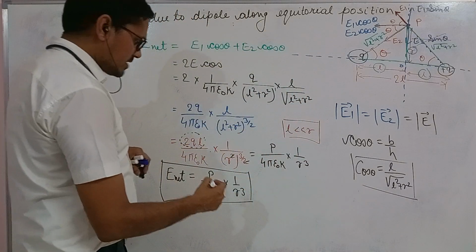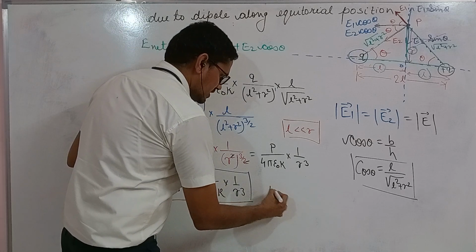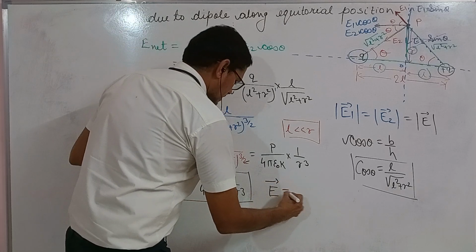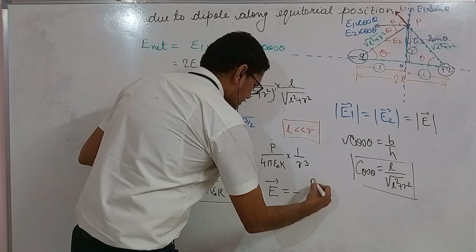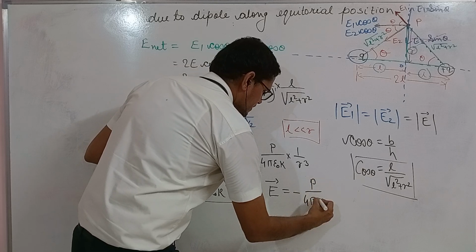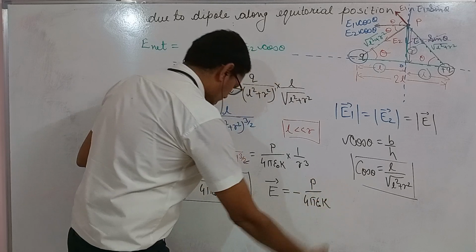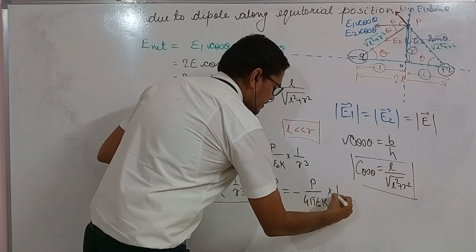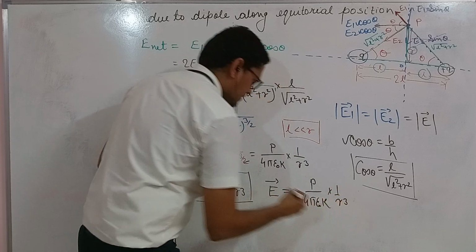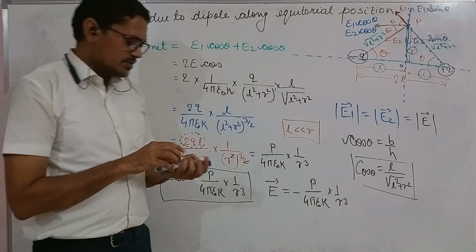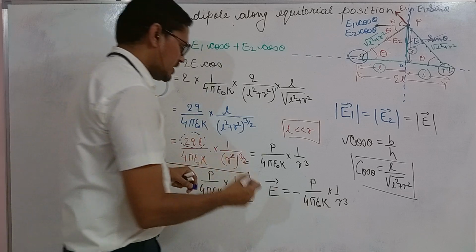In vector form, if you write the same expression, we'll be getting E net is equal to minus P over 4 pi epsilon naught K, times 1 over r cube. Fine. This is the vectorial representation of the same formula.